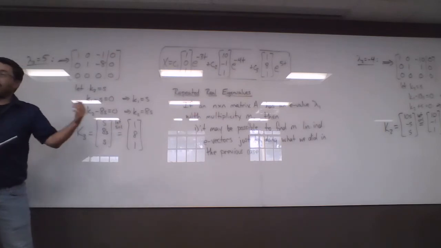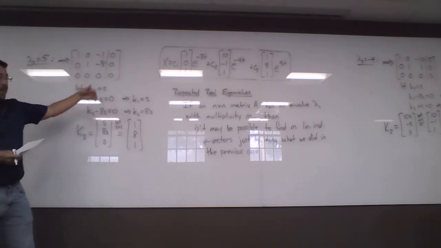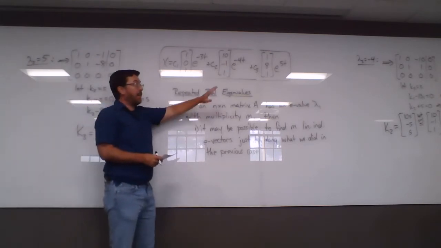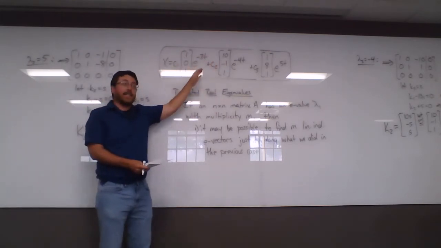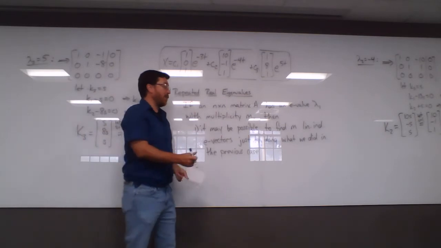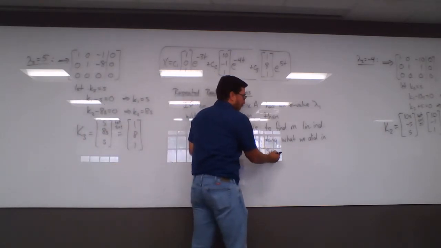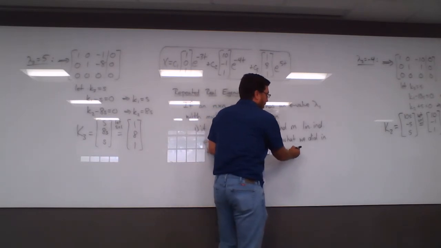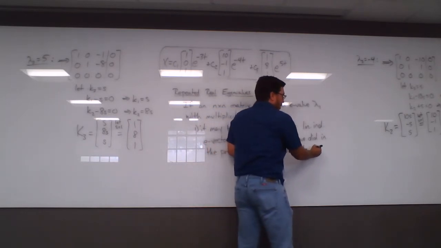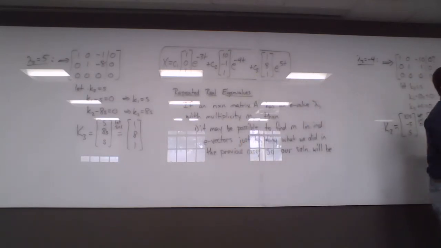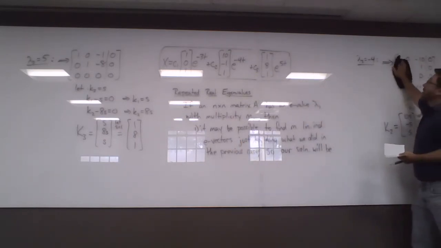If I have, let's say, a 2x2 and I can find two linearly independent eigenvectors, then it's going to have the same form as the distinct real eigenvalues actually did. So our solution in this case is just going to be x equals, and I don't have to do anything.